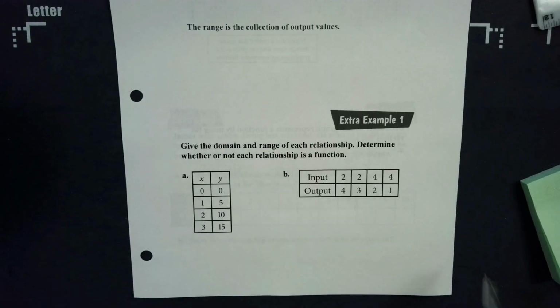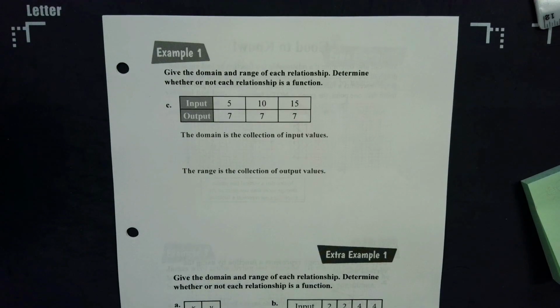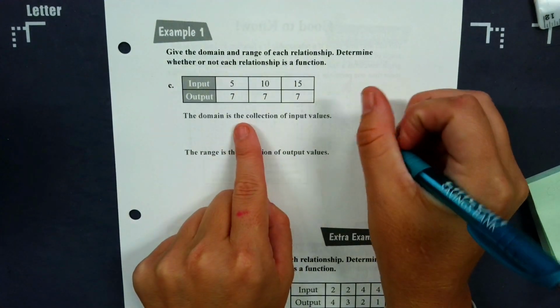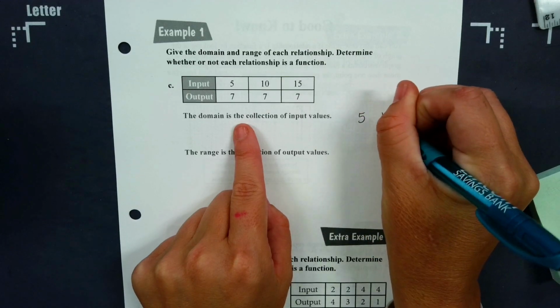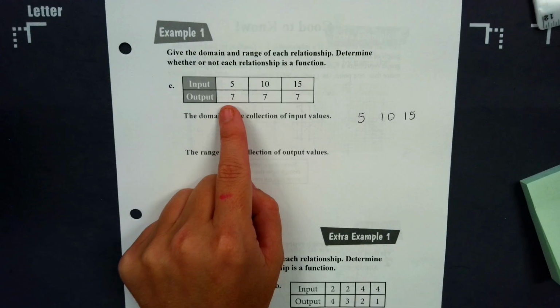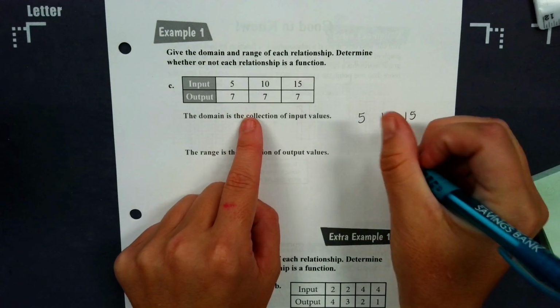Okay. All right, let's go to the next page. I want you guys, well, we're going to do this one together, and then I'll let you guys try. Okay, so I'm going to list the domains. I have a 5, a 10, and a 15. Do you agree with that? Okay. What do I have for outputs?